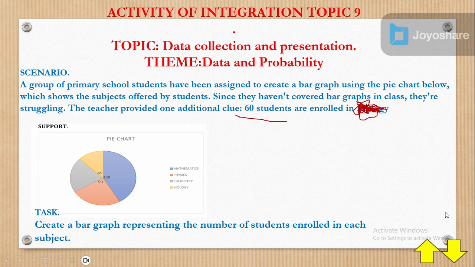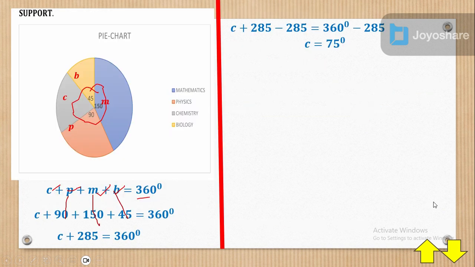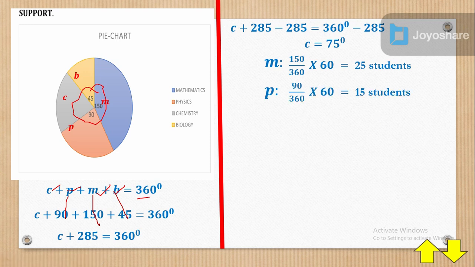Now let's go there. If the class has 60 students, let's calculate for math, which is M. Math is 150 over 360, times the total, which is 60 students. That will give us 25 students. So we get the degrees over the total degrees in the circle times the number of students. We'll do the same for physics, the same for chemistry, and the same for biology.